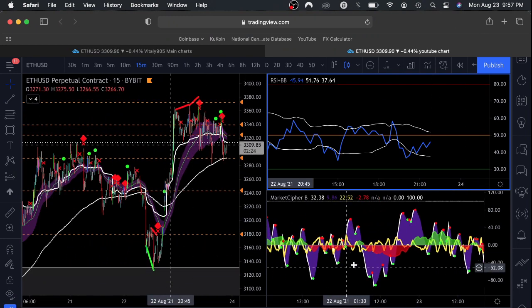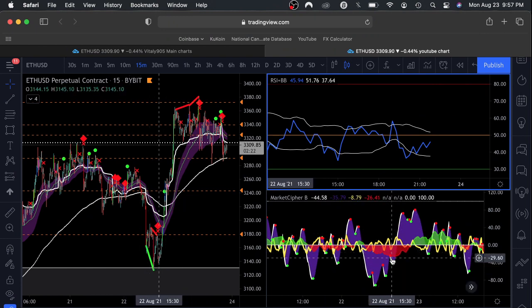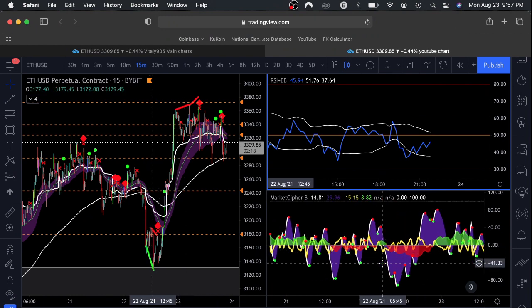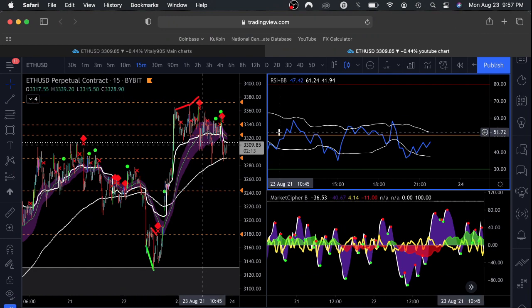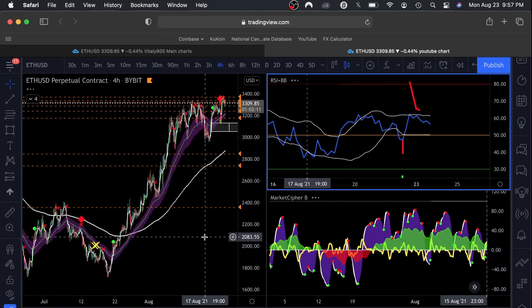That's the main thing I like to use for Market Cipher B, the money flow waves right here. That's it. Sometimes I like to use the momentum waves, but I like to use them on a higher time frame, like a 4 hour or so.